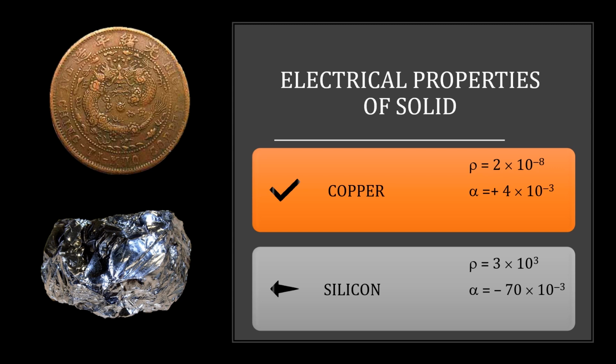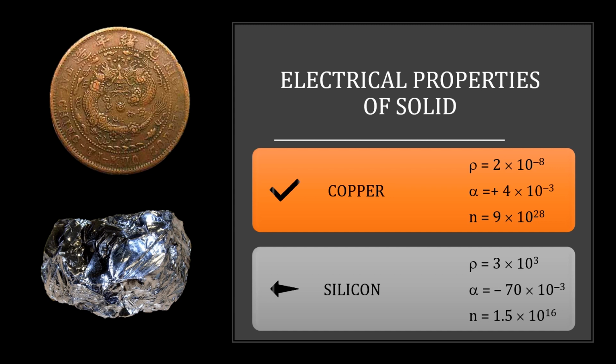Number of charge carriers per unit volume. For copper, that is 10 power 28, and this is a very high value, and that makes copper a very good conductor. But that for silicon is 10 power 16, very less. That's why silicon is a bad conductor. When I say it is a bad conductor, I do not mean that it does not conduct. It does conduct, but the conductivity is not very high.